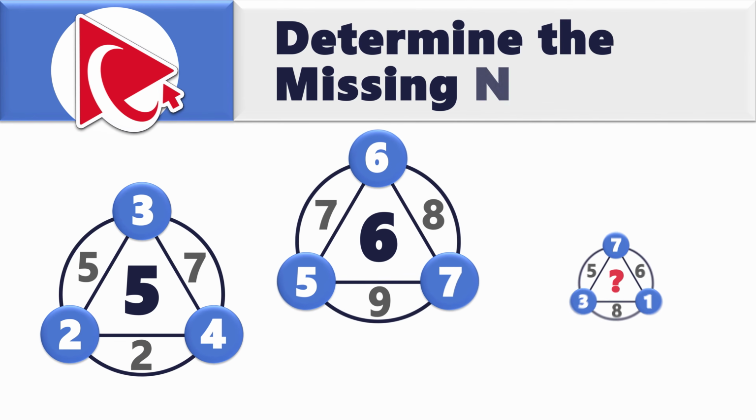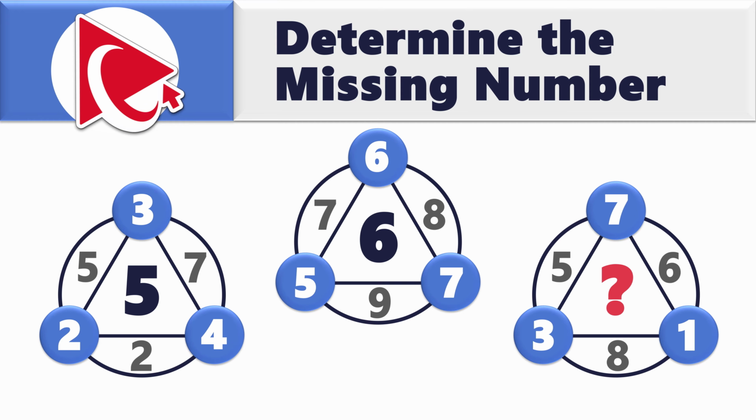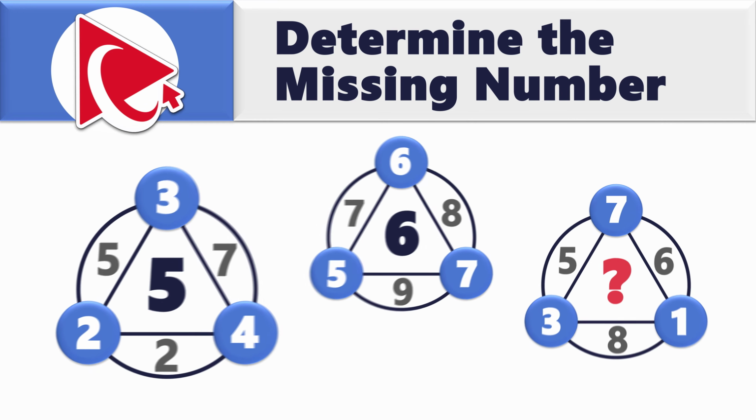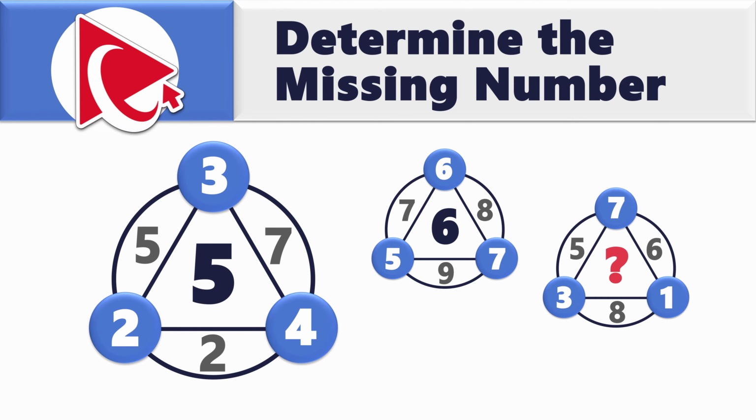You're presented with unusual looking shapes, a combination of circles and triangle. Each shape has 7 numbers. In the first shape, the inside numbers are 5, 2, and 7. The outside numbers are 2, 3, and 4, and then the middle number is 5.